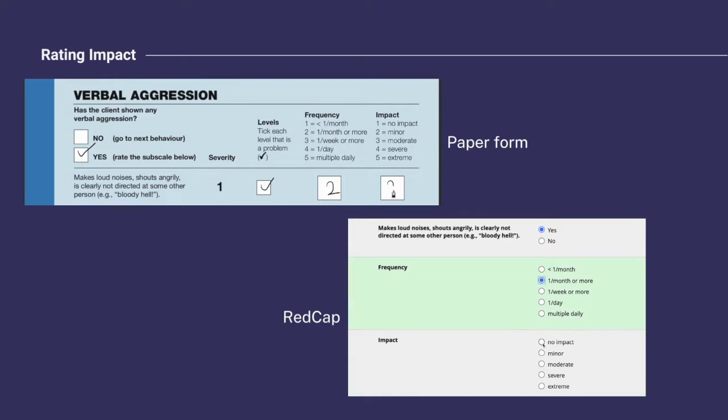On the paper form, rate how much this behavior impacts upon yourself and/or other people by using a number from 1 to 5. Again, the definitions are on the form itself. 1 means no impact, 2, minor impact, 3, moderate impact, 4, severe impact, 5, extremely severe impact. On REDCap, simply choose the most appropriate response.